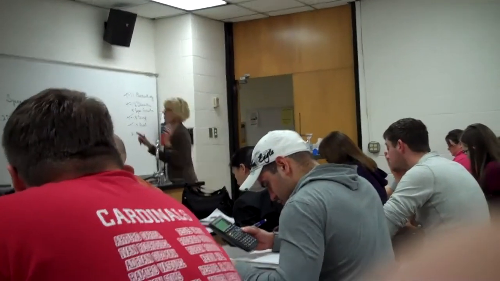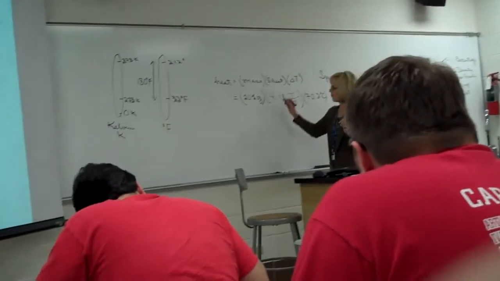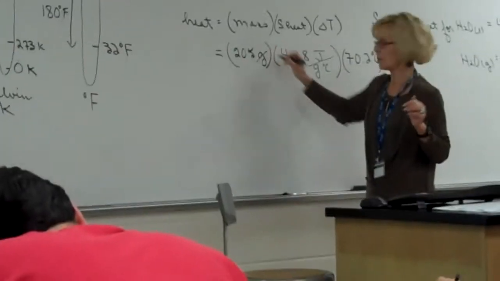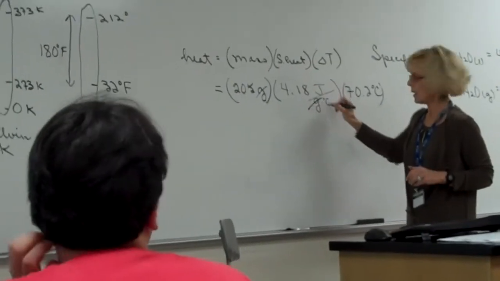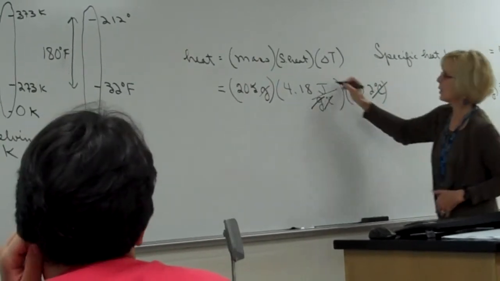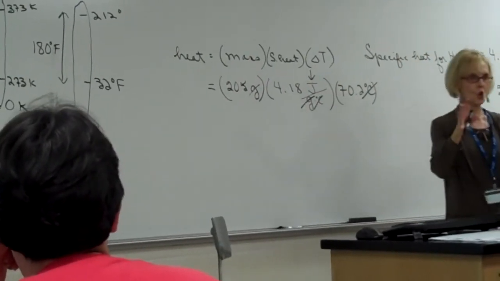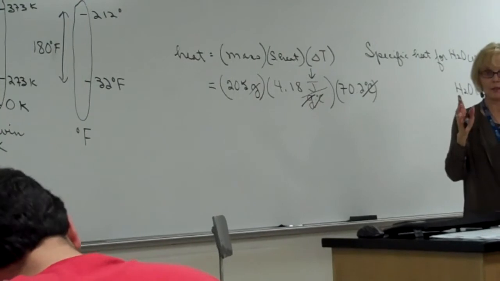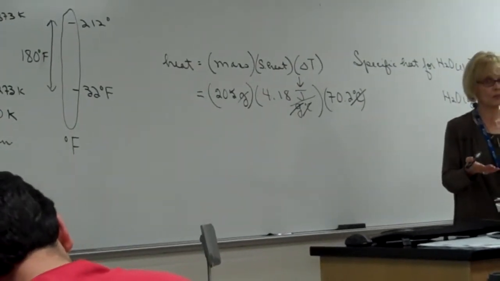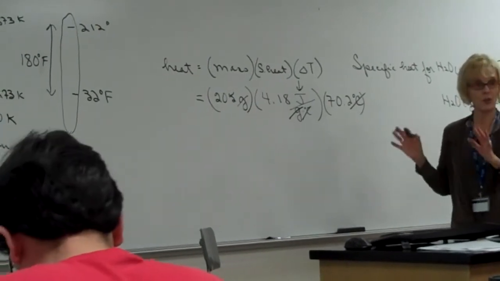A couple of things before we start crunching numbers. Let's do a unit analysis. Grams are on the top, grams are on the bottom. Celsius is on the bottom, Celsius is on the top. What does that leave you with? Joules. That's what we want. That's a unit for heat. That is a wonderful security blanket, or safety net, that we set it up right.